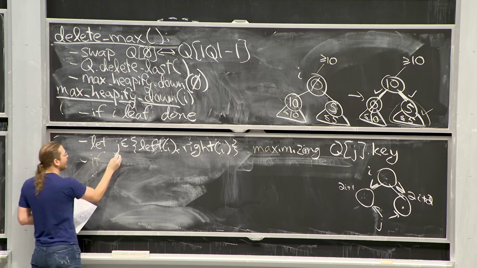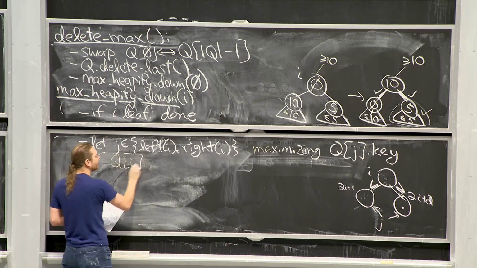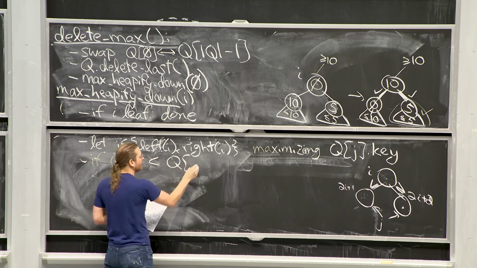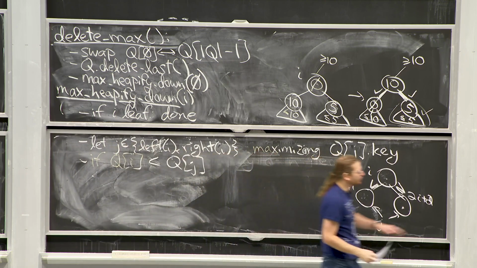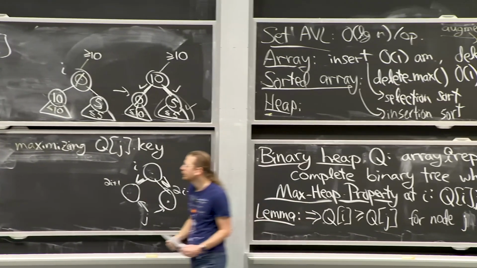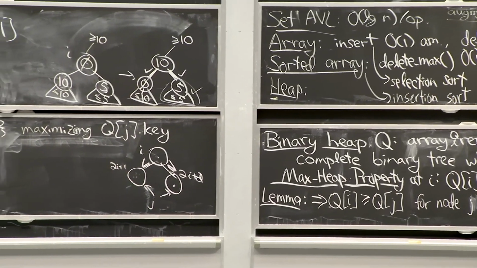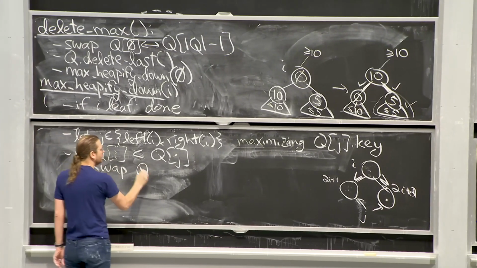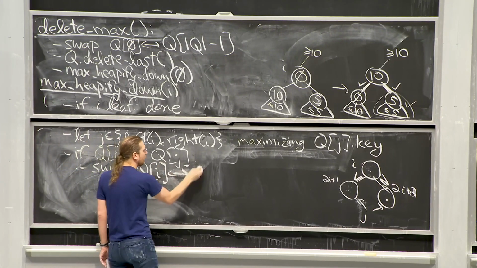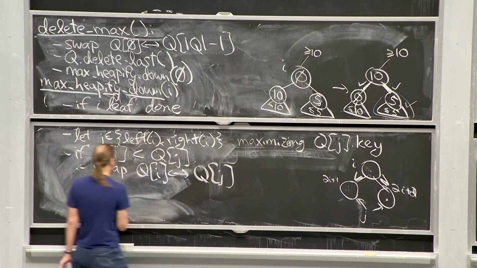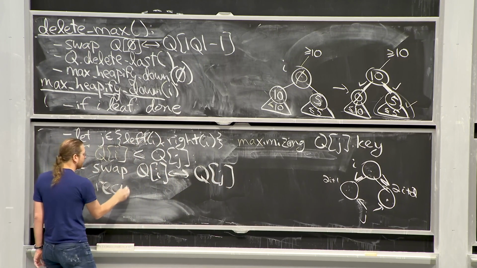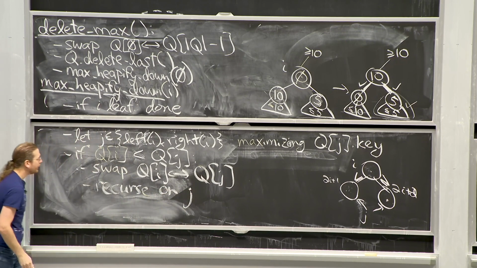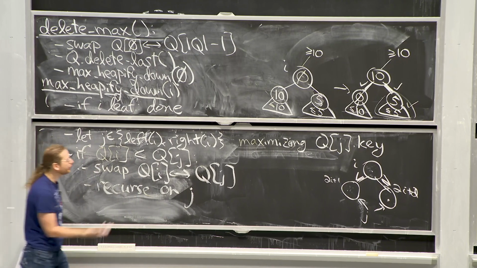And then if these items are out of order, if we do not satisfy, so greater than would be satisfying, less than Q of j would be the opposite of the max heap property here. If the max heap property is violated, then we fix it by swapping Q of i with Q of j, and then we recurse on j. Call max heapify down of j. That's it. So pretty symmetric.